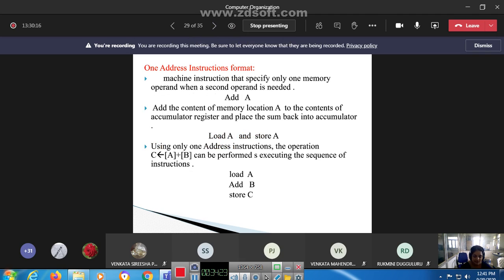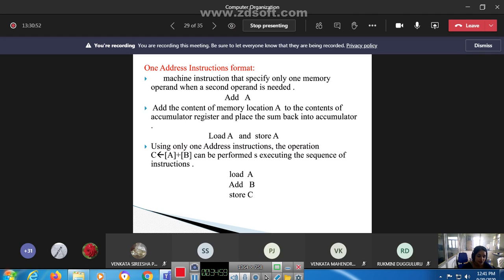So if you see a machine instruction that specifies only one memory operand when a second operand is needed, as in the case of an addition instruction. In addition we need two values, two operands, to perform the addition. How can we do it in the one address instruction format? The machine instruction specifies only one memory operand when the second operand is needed in the case of an add instruction. It is understood implicitly to be in a unique location. A processor register, usually called the accumulator, may be used for this purpose.